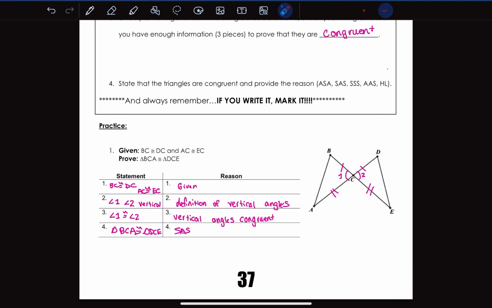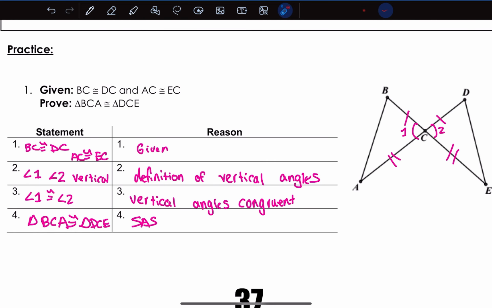So this lesson, starting on page 37, is meant as a practice lesson. So I would recommend trying these proofs on your own and then coming back and checking.